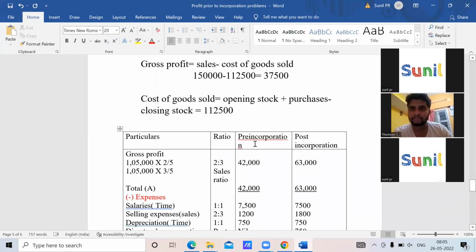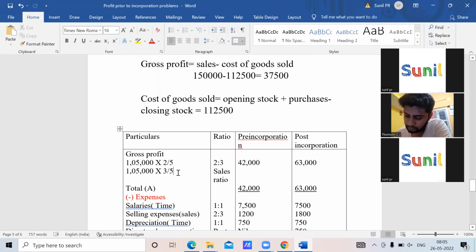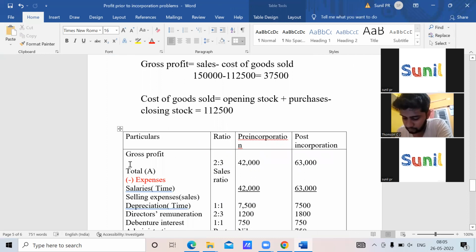See, particulars, ratio, pre-incorporation, post-incorporation. Yes, sir. Done. Okay, now I will write the gross profit. So what was the gross profit that we arrived at? Gross profit was 37,500, sir. Correct. Now you will apportion that into which ratio? You will apportion that into the sales ratio.